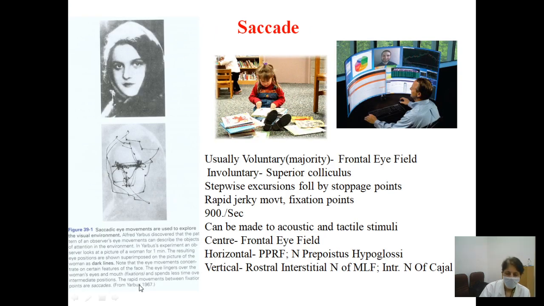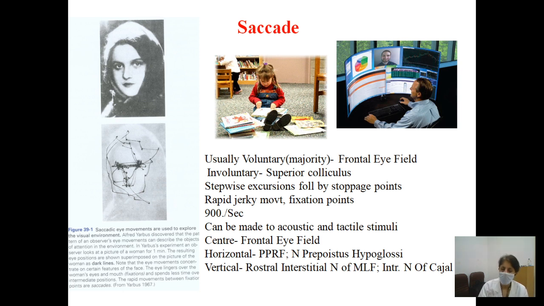Just remember that for horizontal saccades, the center which initiates the movements is the paramedian pontine reticular formation. It is found in the pons, just near the abducent nerve nucleus. Initially they constituted what was known as the para-abducens complex, but since they are not a distinct clinical entity, they are now named separately, as the paramedian pontine reticular formation.